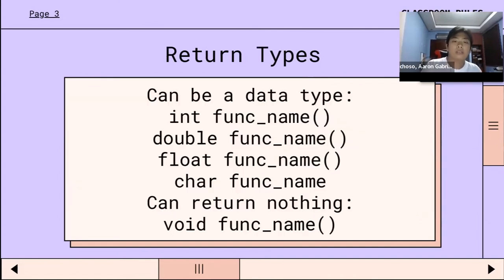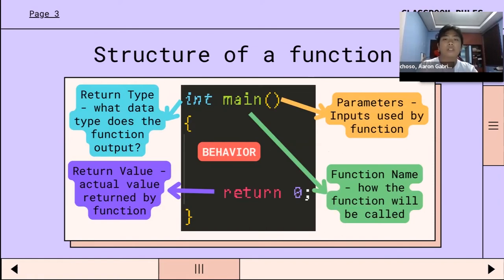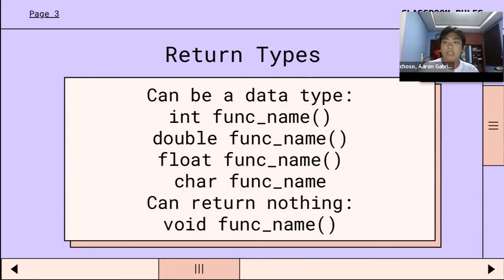So return types, it can either be double, float, or int, or char, basically all of the different data types. So meaning that once the function is done, once it's executed, it will give out a return value, some kind of value after everything is done. Sabihin natin, let's say you're working on a formula. You can do the formula and it would give out an integer giving the answer for the formula.